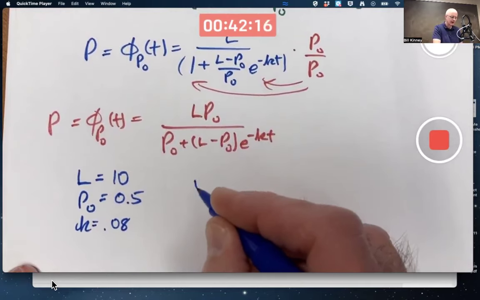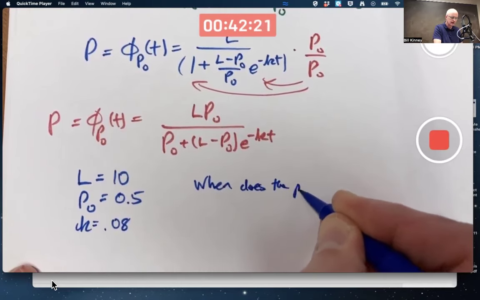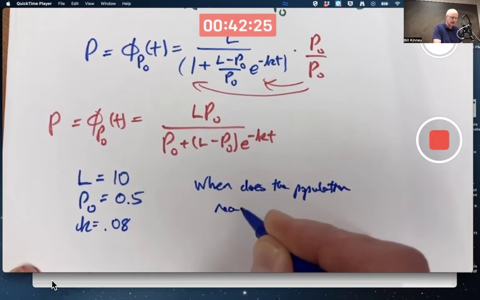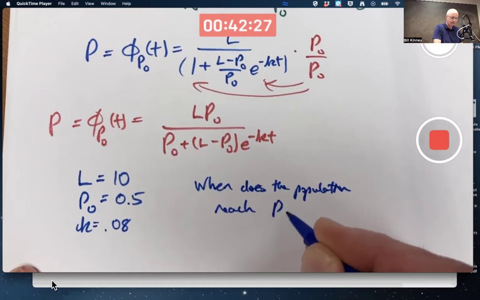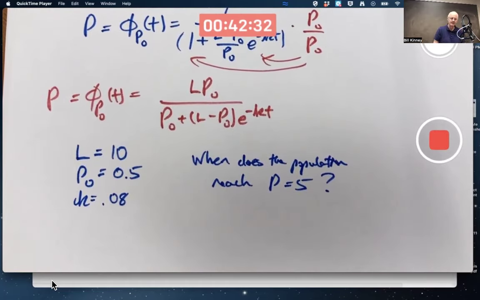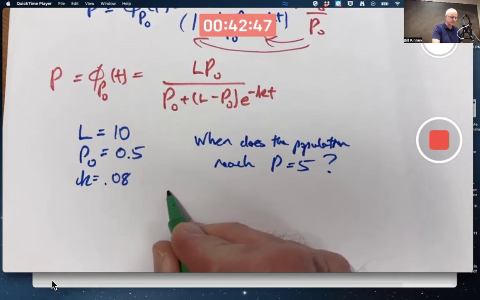We could ask and try to answer the question, when does the population reach 5,000? Equals 5. How long does that take? I didn't know what the answer was going to be in the first section. I ended up solving it. It's kind of a large value of t, which is probably not realistic if time is in years. But bear with me. I'm just going to plug these numbers in.